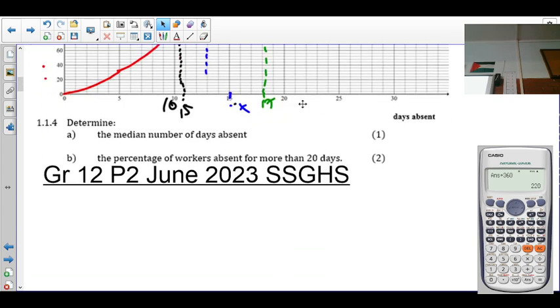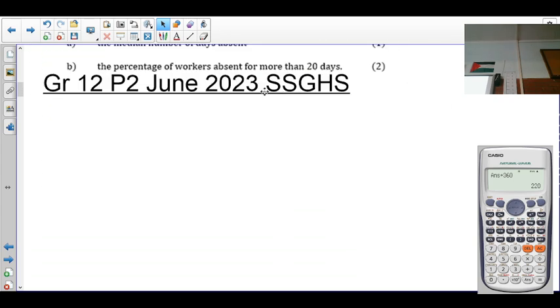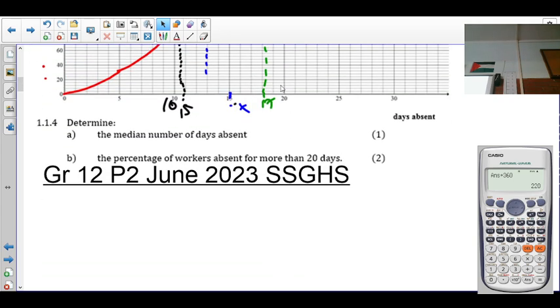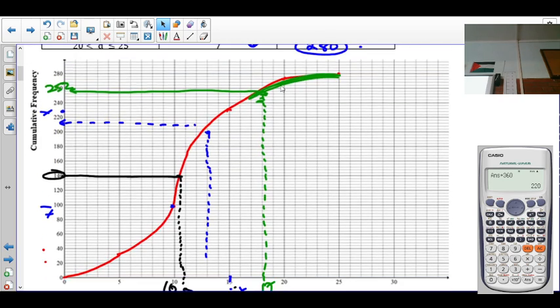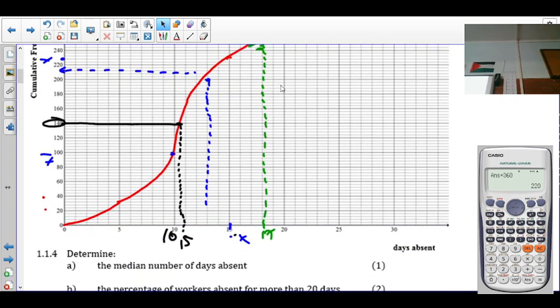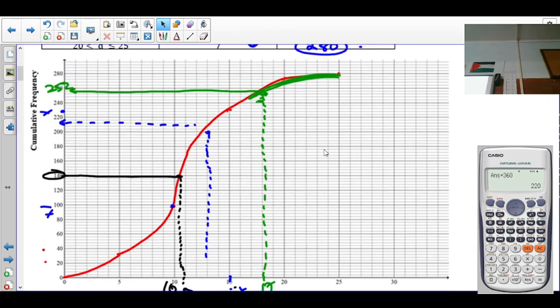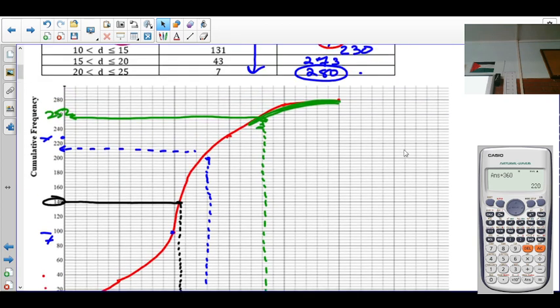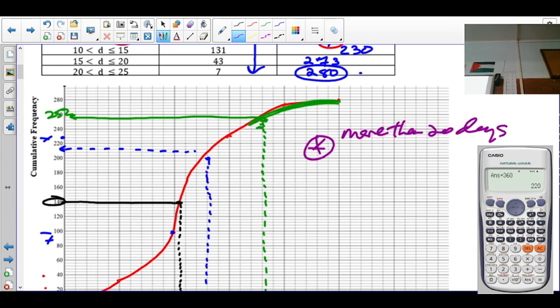Okay, and the last question here. The percentage of workers absent more than 20 days. So what was the reading at 20? Okay, at 20 it was 43.